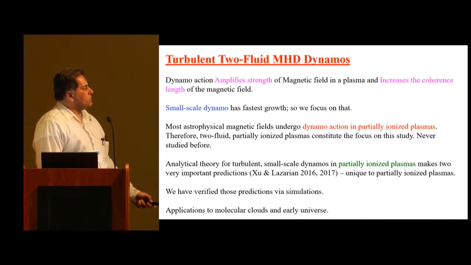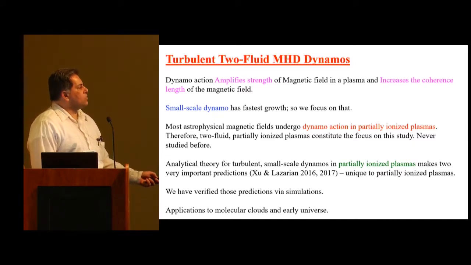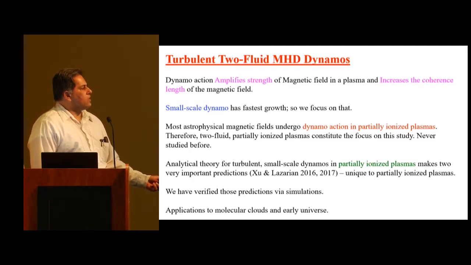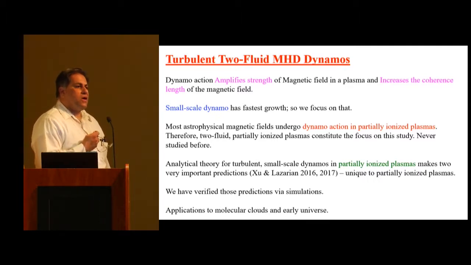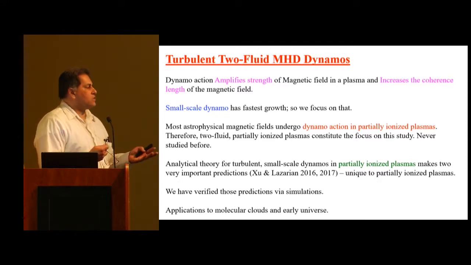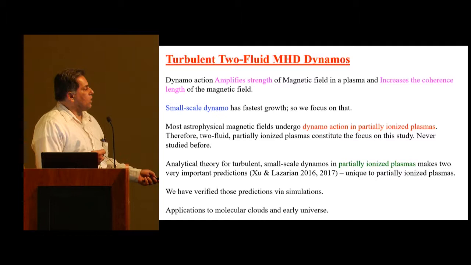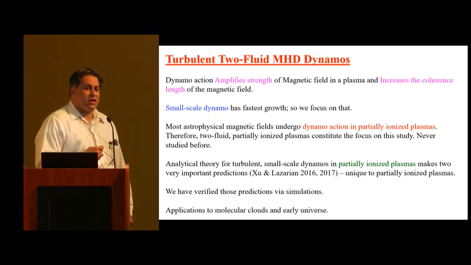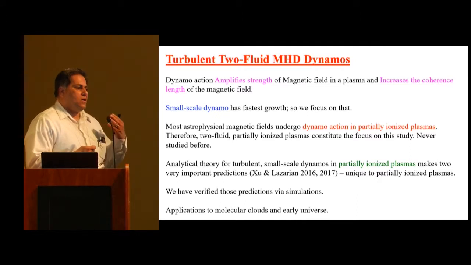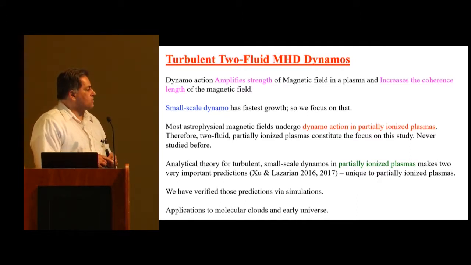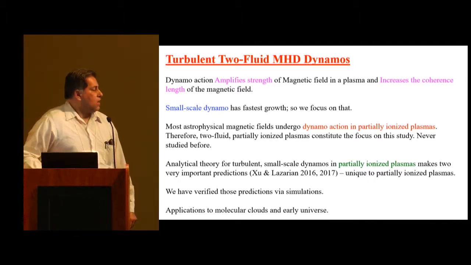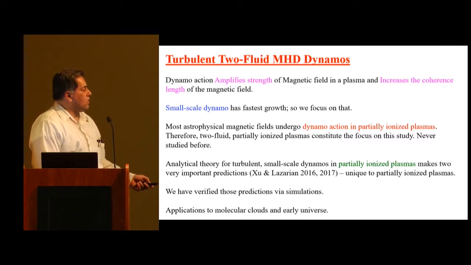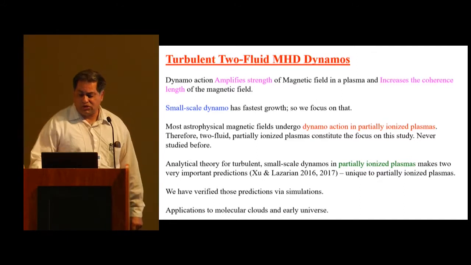Now, a couple of theorists worked on the theory of partially ionized plasmas and the dynamos that they could support. They found some very important predictions that were unique to partially ionized plasmas, which do not happen in fully ionized MHD turbulence. What we've done is put a lot of computational resource into verifying that those predictions are in fact verified, which is a good thing because it ensures that on the one hand we have salient theory, and on the other hand we have good high-resolution computations that can be analyzed by the theorists. These things have a lot of applications to molecular clouds and early universe cosmology also.